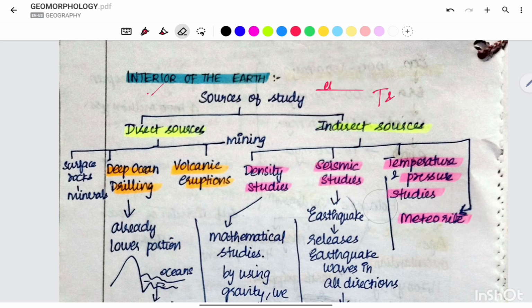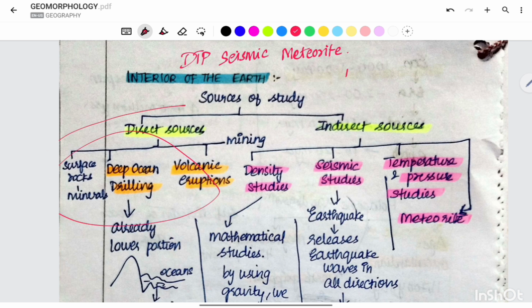Indirect sources include density, temperature, pressure, earthquake, seismic, and meteorite. Now, direct sources include, first, the rocks at the surface, then volcanic eruptions, and the third one is deep ocean drilling.